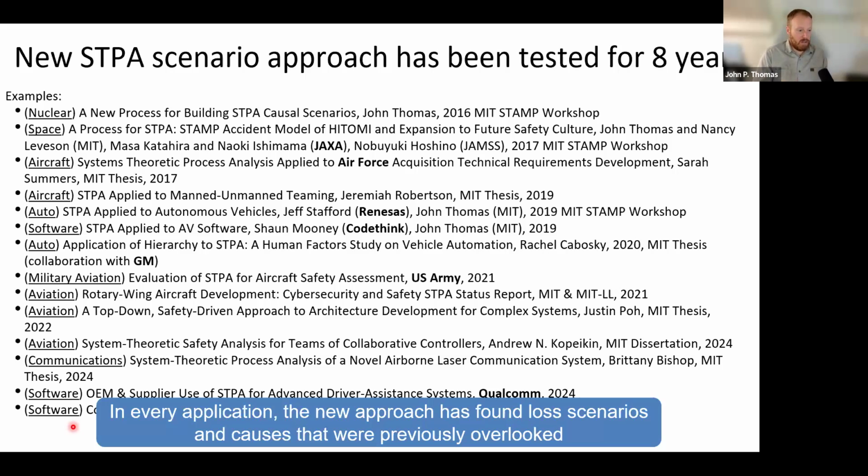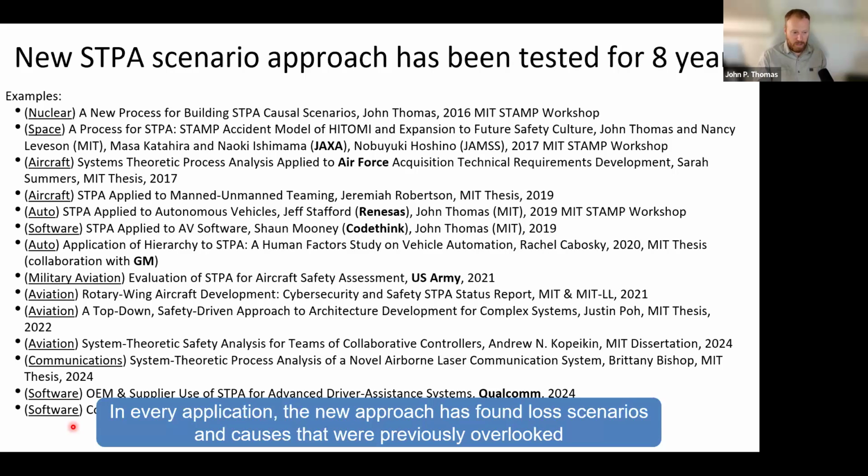And every single evaluation that's been done found that this new process you just learned outperformed everything else. There has not yet been a case where the new process missed something that was found by any other means, whether it's old STPA or some other hazard analysis method.